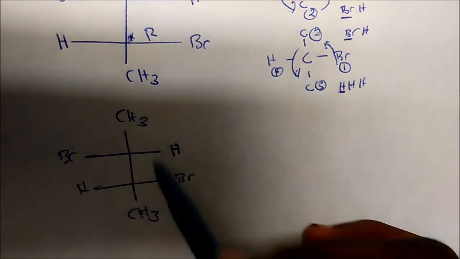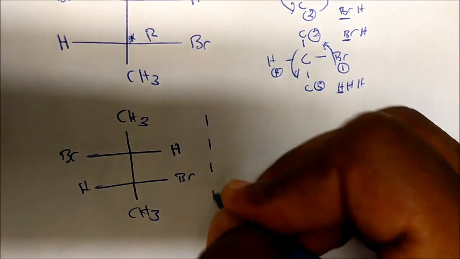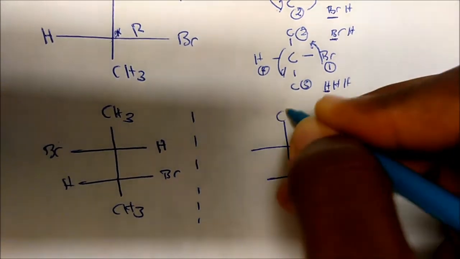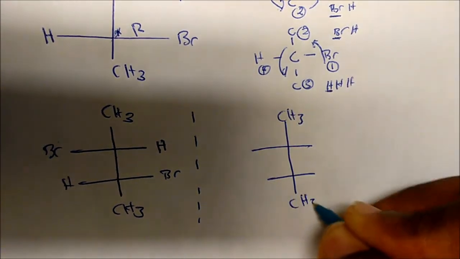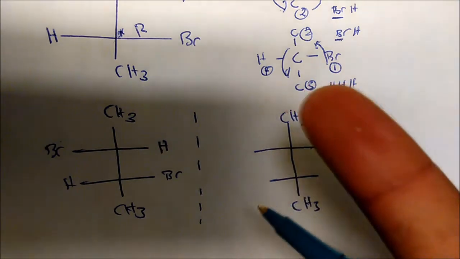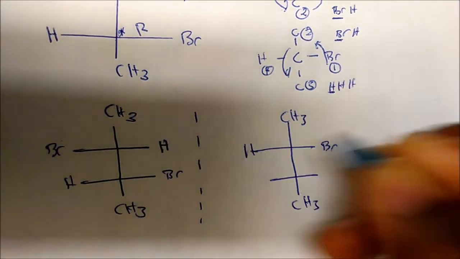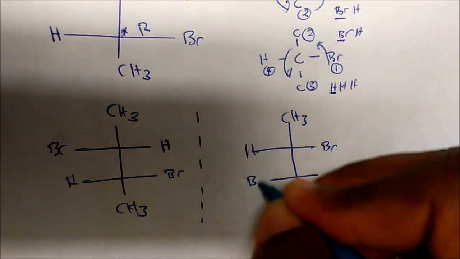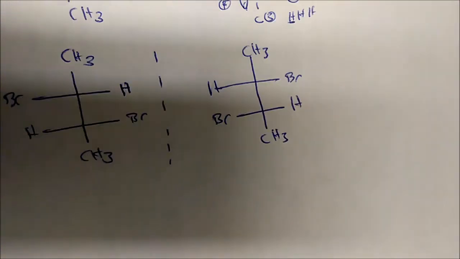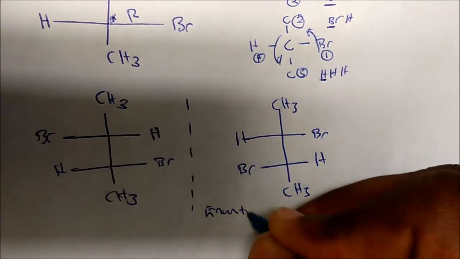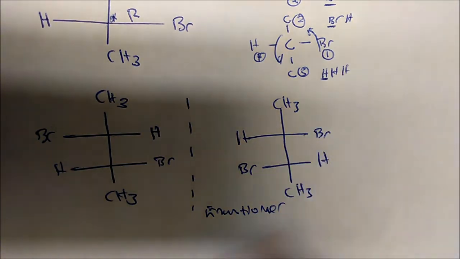So how do we take the enantiomer of this compound? Remember we said that for enantiomers we have alternating chiral centers in terms of Fischer projections. To get the enantiomer, all I'm going to do is switch my horizontal lines. So my bromine will come over here, my hydrogen will come over here, and then my bromine will come over here, my hydrogen will come over here. And so these are enantiomers. To get the enantiomer, you have to switch both chiral centers.